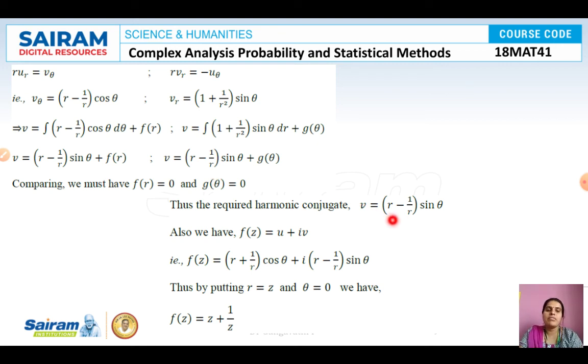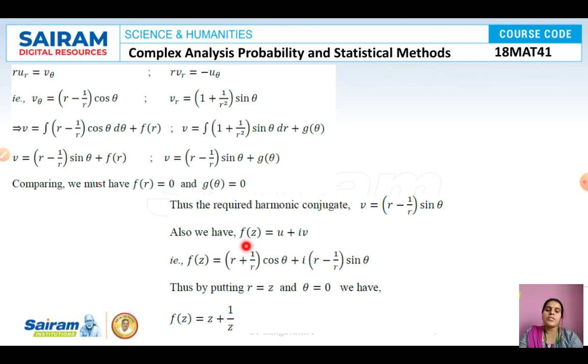Write the repeated term first. G of theta must be obtained from this expansion, the term which has only theta. There are no terms which have theta alone here. So g of theta is 0. Similarly, f of r must be obtained from here. F of r, the term which is having only r in this expansion. There are no terms, so it is 0 again. So this is what is our v.